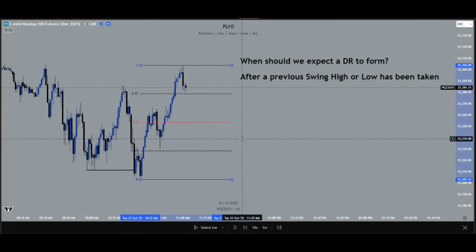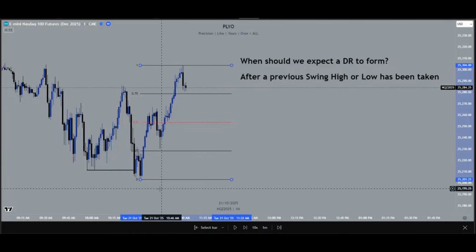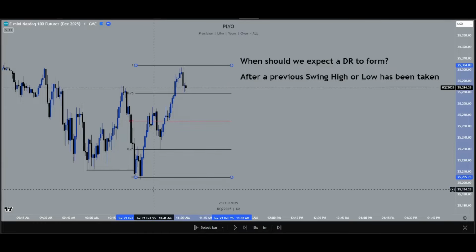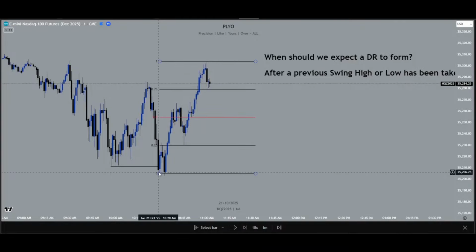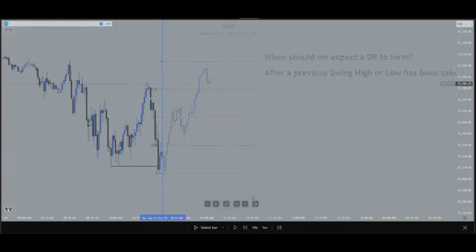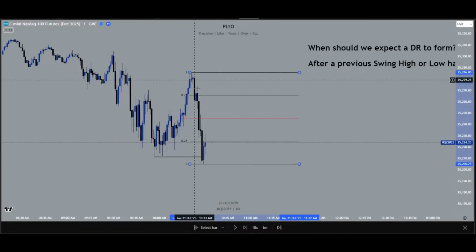So someone in the chat asked a very good question. They asked, Plow, why wouldn't you draw 50% from that first low? I think he's talking about this low right here. That's a good question. Actually, I would have drawn it from this first low, for example, like this. In live time, I would have had it like this.